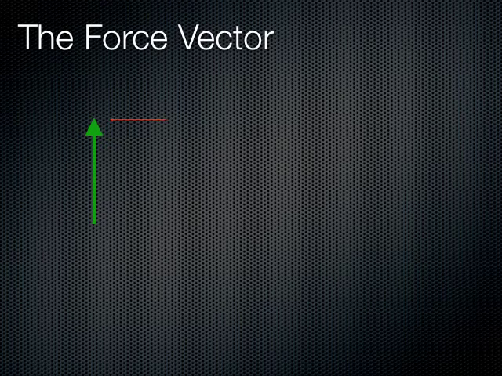The force vector is represented by an arrow, just like any other vector. The direction of the arrow is the direction of the push or pull. The length of the arrow is the amount of push or pull, the magnitude, strength, and numerical value of the force. Its units are newtons.